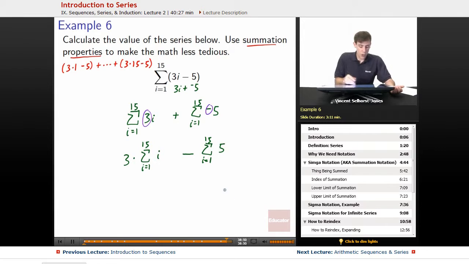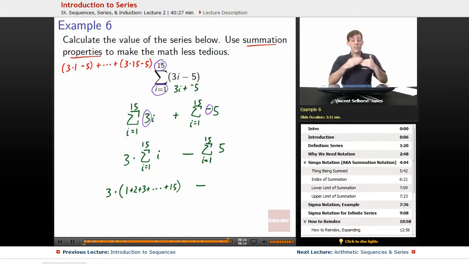Great. So 3 times, well, there's no cool properties that we've learned yet, although we will learn in the very next lesson how to easily sum this one up. But we'd have 1 plus 2 plus 3 plus ... plus 15. And over here we'll have minus, well, we could do 5 plus 5 plus 5, but it's just going to show up 15 times, right? We have i equals 1 to 15.